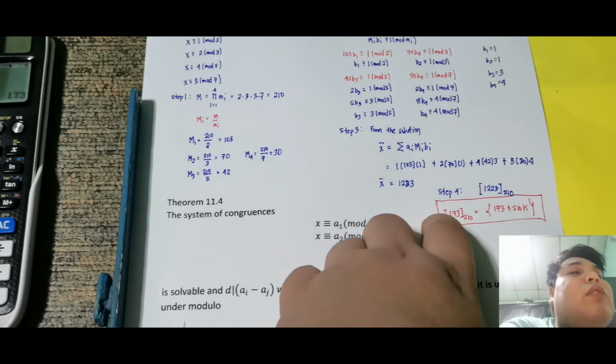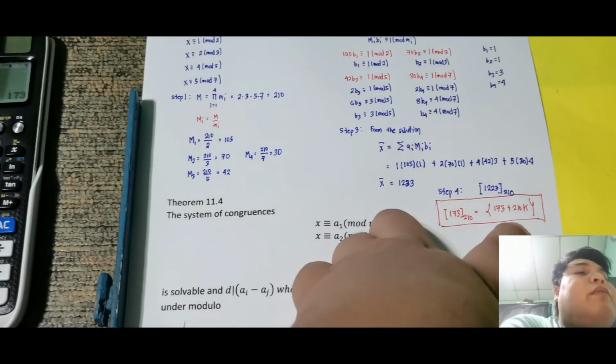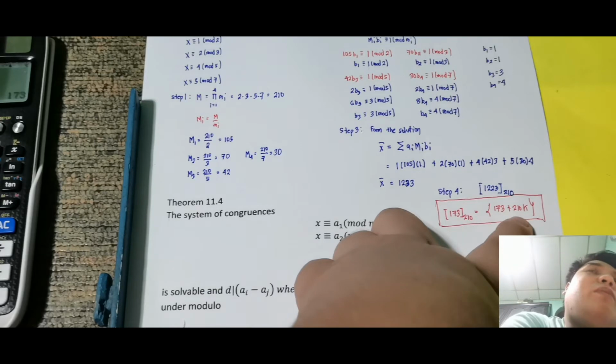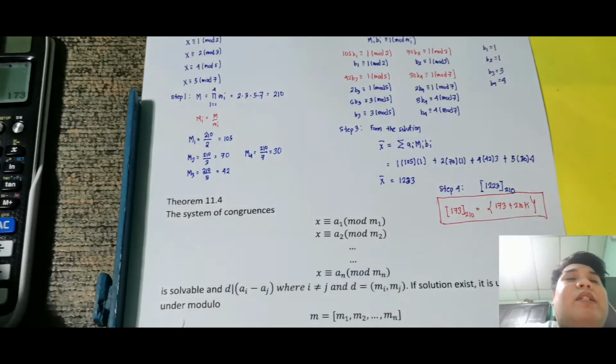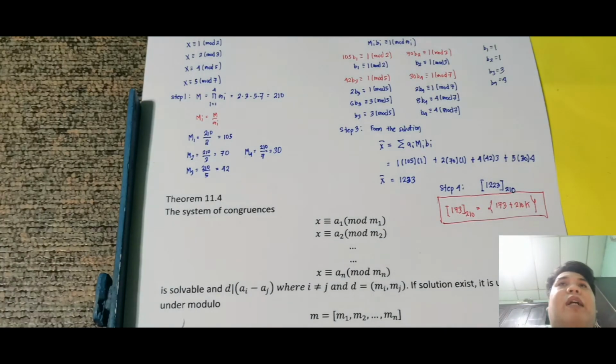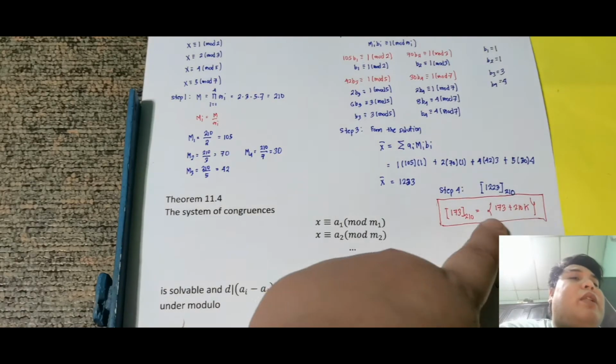Sir, nasan si 1,223? Nandiyan sa loob si 1,223. Okay, so for some certain value of k, makukuha ko si 1,223. So ano yung pinaka-least number? So kumbaga, ano yung pinaka-mababang number na pwede mo makuha? Ang unang pinaka-mababa kong number na makuha is 173.